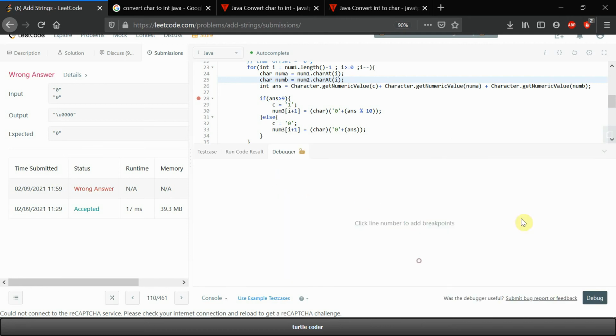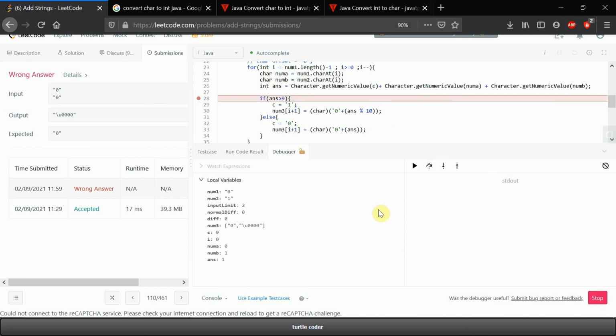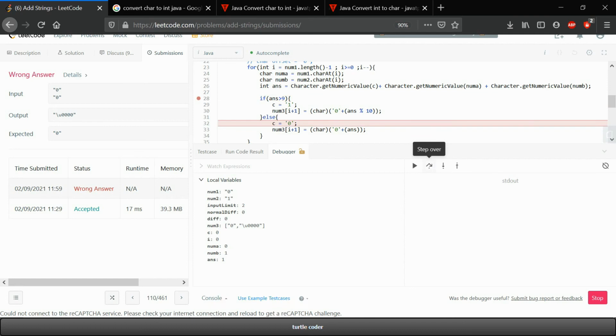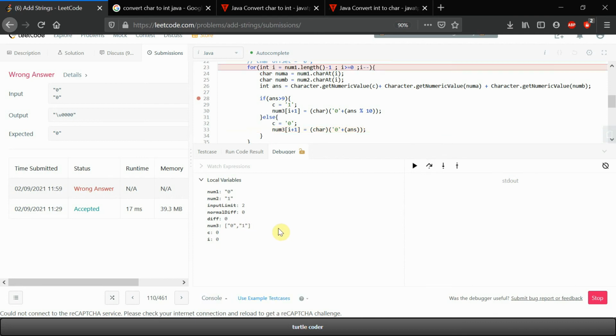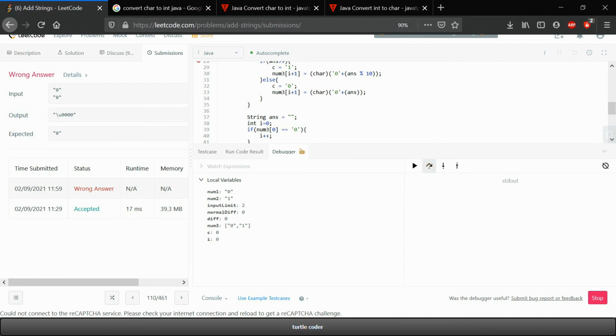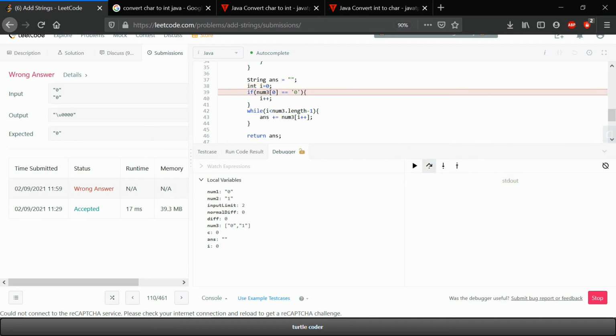Still, okay, answer is 1. Num side 3, please. This value has to be 1, 1, 1, 1, 1, 1, 1, 1, 1, 1, 1. Okay, good. It's 1. Good. There's a problem then. If it's 0, i plus plus.